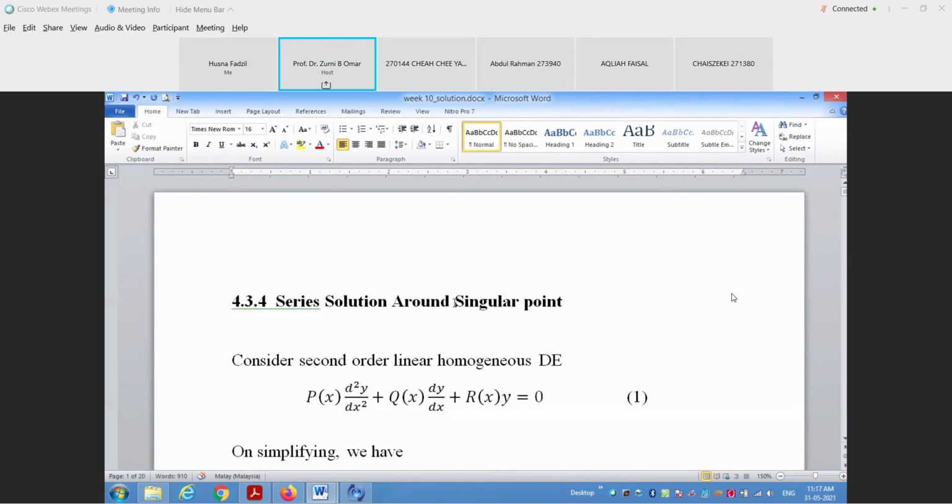If the singular point is irregular, we cannot use the Frobenius method to find the series solution. But in this class we will focus on regular singular points, so we can apply the Frobenius method. Irregular singular points we won't discuss in this class. That is advanced ODE.